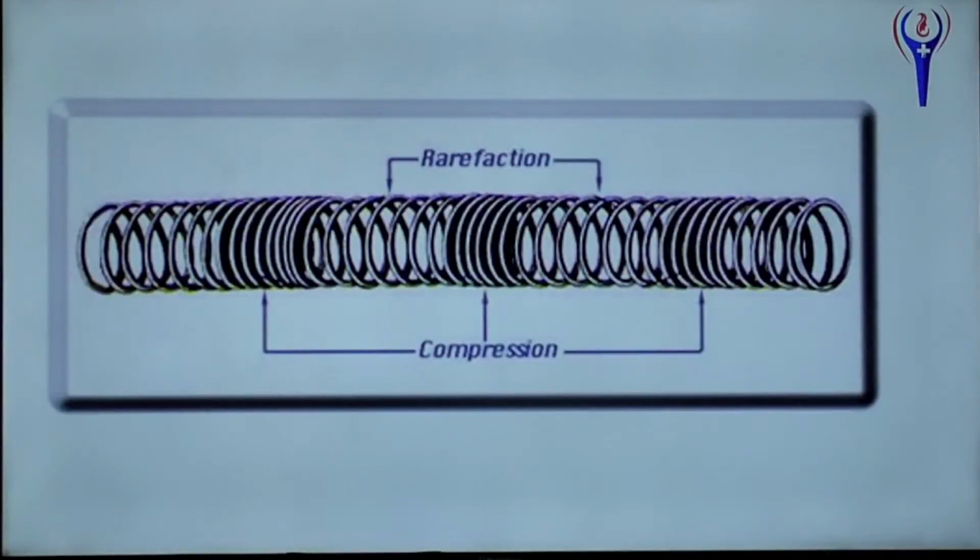See, I said, a spring wave is the best example for a longitudinal wave. Here is a region having high density, so this is compression, and here is a region having low density, rarefaction. The distance between two successive compressions or rarefactions is equal to lambda, the wavelength. Just like the distance between two successive crests or troughs in a transverse wave, the distance between two successive compressions or rarefactions is called wavelength lambda.